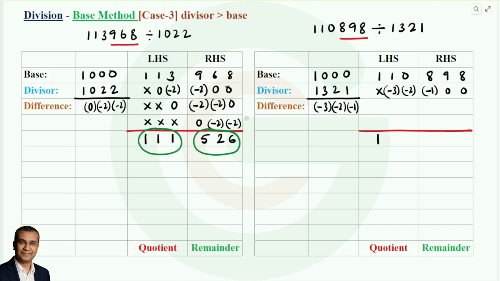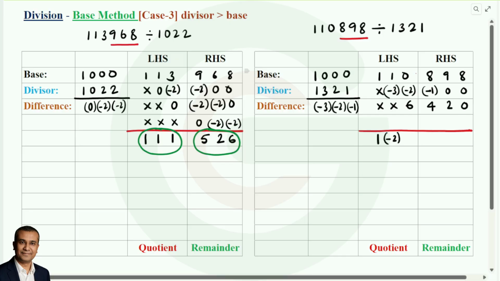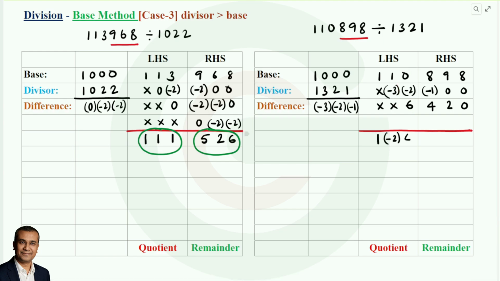So 1 minus 3 is minus 2, put it in the bracket. Now again multiplying minus 2 with each of these digits in the difference. Now first let me put the cross marks. Now minus 2 into minus 3 is going to be plus 6. Minus 2 into minus 2 is plus 4. Minus 2 into minus 1 is plus 2. Remaining 0. Now we need to add these 3 digits. That is 0 minus 2 plus 6. We get 4.